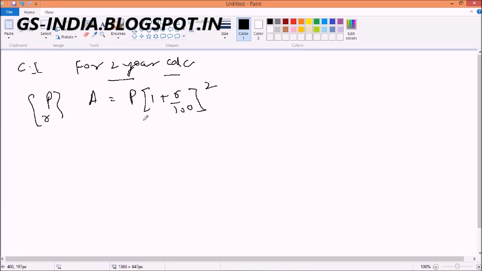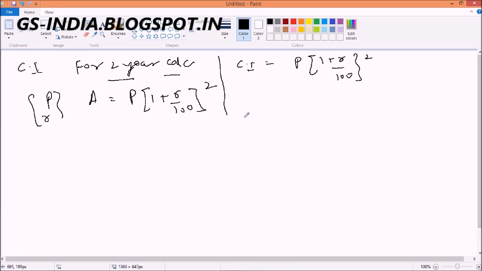And how are we going to calculate CI? CI will be something like this: P times 1 plus R by 100 to the whole power 2, minus P. Now, this is the case of CI.